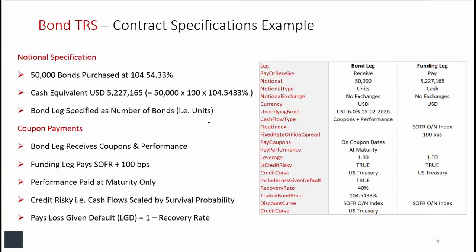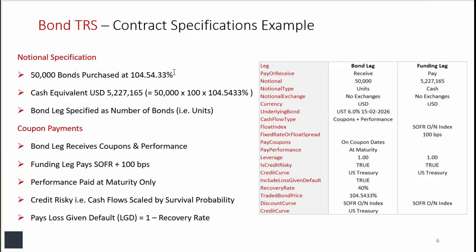Now, in terms of an example trade booking, an example contract specification where I try to simplify the booking and just make you aware of how to book this trade and what features you can have. Here's an example where we buy 50,000 bonds. We specify the underlying bond here as a US Treasury paying 6%, 15th of February 2026. The price is 104.54.33, and that's a typo there. So you can see the price is 104.54.33. That's the traded bond price at inception.